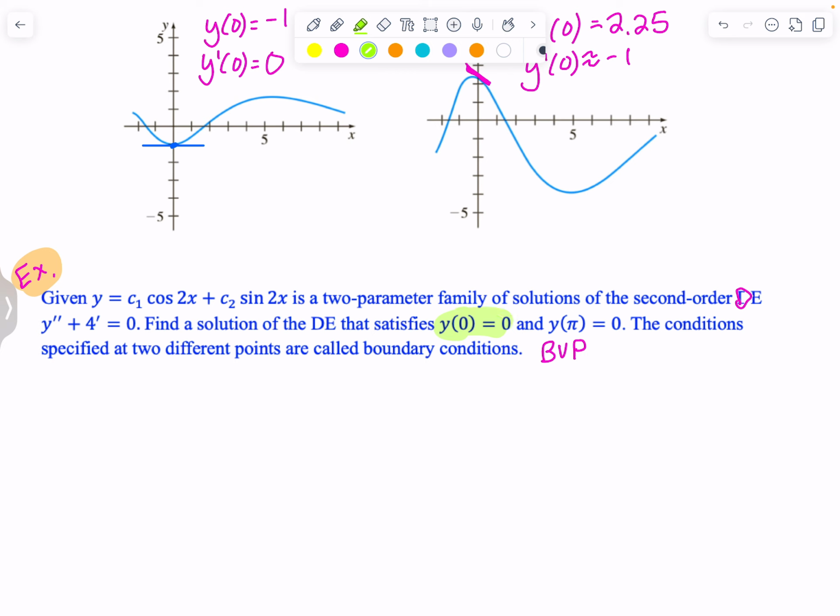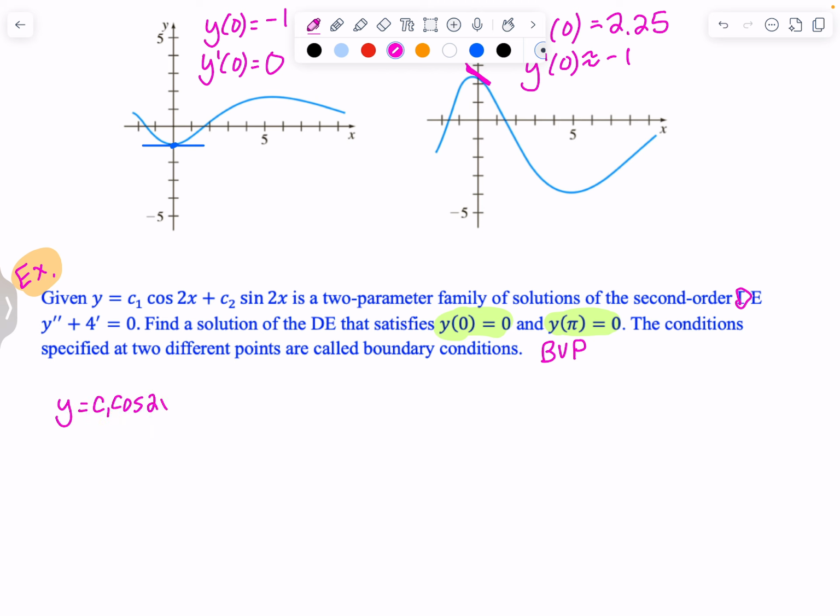They gave me y of 0 is 0, then they gave me y prime of 0, or sorry, y of pi is 0. My brain was ahead of myself. No primes, right? It's just two values. It's two boundaries of my function. And I want the function that hits both of those two points, the boundaries, but goes through. All right, so they gave us that solution, thankfully. We do not have to solve it, but here's my y.